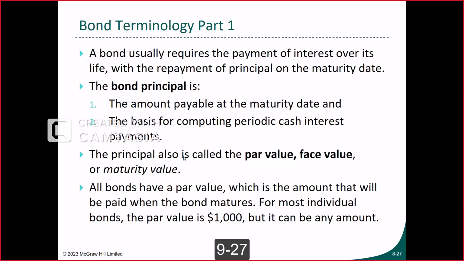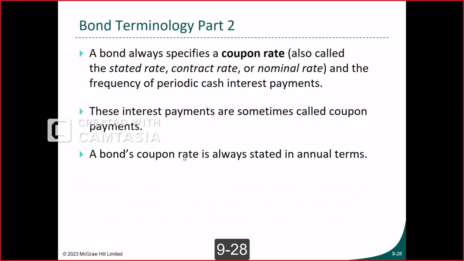Every single bond has its par value or face value, let's say $1,000, and usually $1,000 is the most popular par value, and the company will multiply that amount by the number of bonds they need to issue.